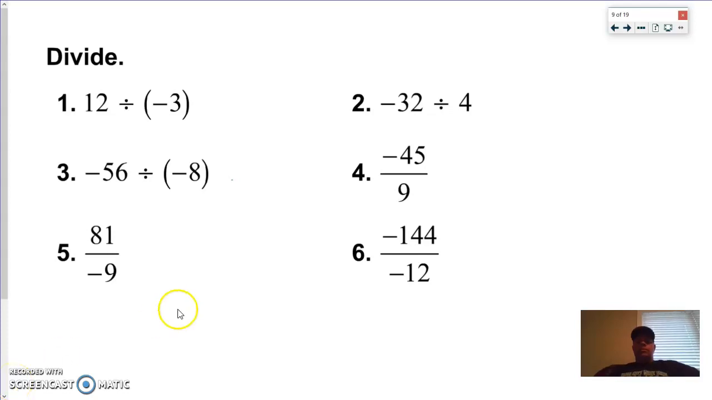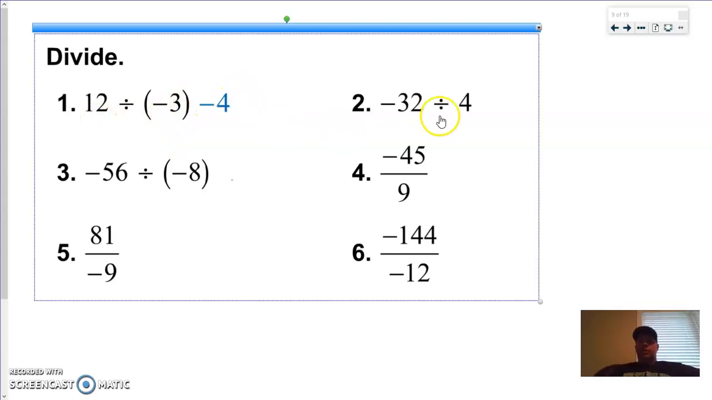Hopefully you had enough time to do these problems. When we do 12 divided by negative 3, our answer should be negative 4. Negative 32 divided by 4, our answer should be negative 8. A negative divided by a negative, the answer is positive, so our answer is 7.